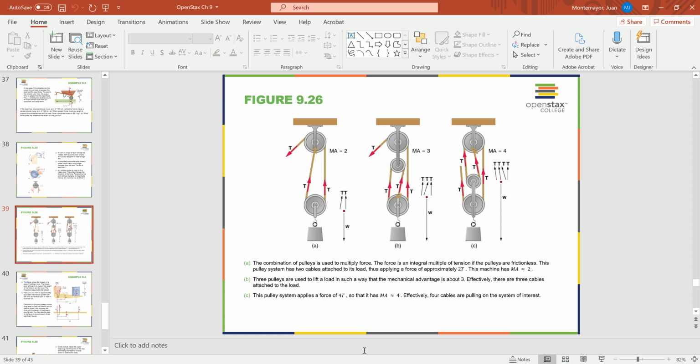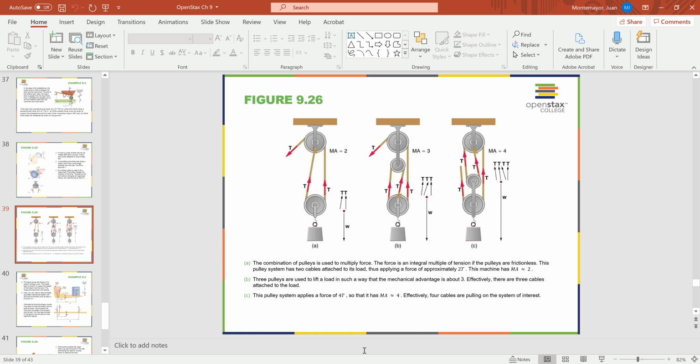More examples here. We have for A, a combination of pulleys used to multiply force. The force is an integral multiple of tension if the pulleys are frictionless. This pulley system has 2 cables attached to its load, thus applying a force of approximately 2T. This machine has a MA of approximately 2.